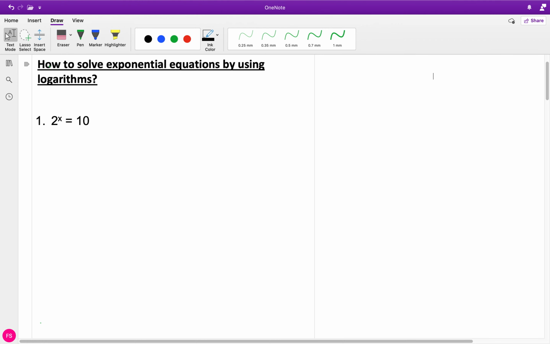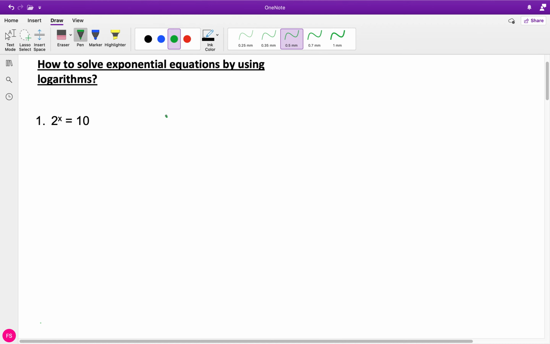We are going to solve exponential equations today by using logarithms. Now, we also solved exponential equations before but without using logarithms. So what is the difference? How to know when to use log and when not to? Let me show you an example.